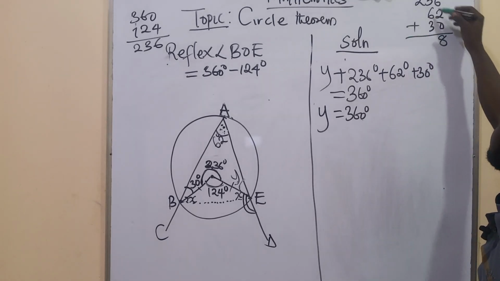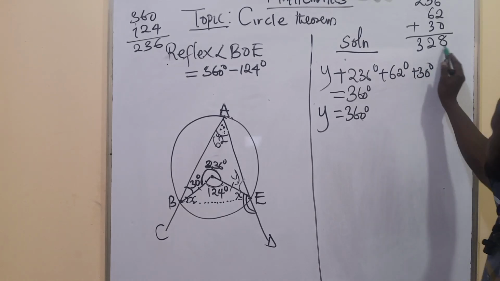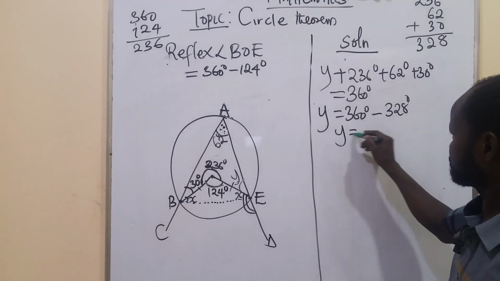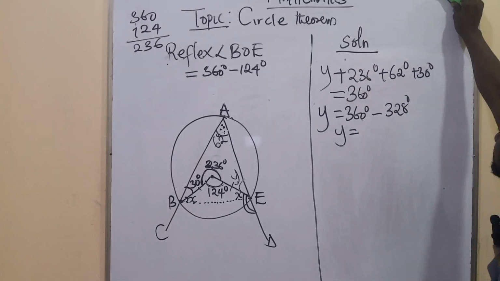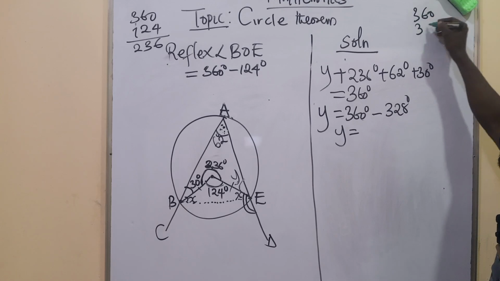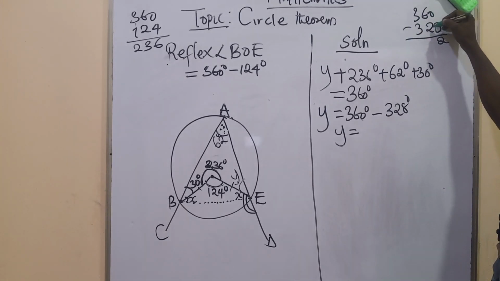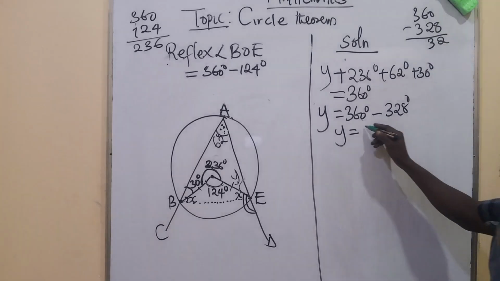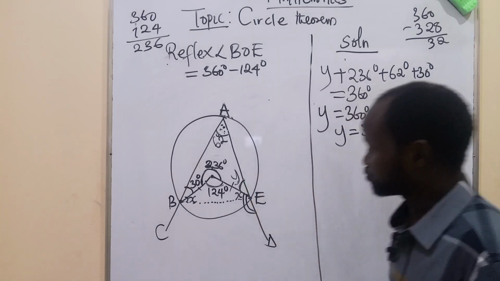This will be 8. This is 9. That's 12 carry 1. That will be 3. That will be 328 degrees. So y now will be equal to, let's subtract 328 from 360. 360, 328. Let's minus 2 carry 1 is 5 minus 2, that's 3. So we'll have 32 degrees. So this angle here is 32 degrees.